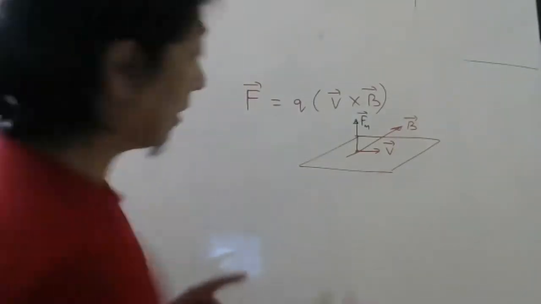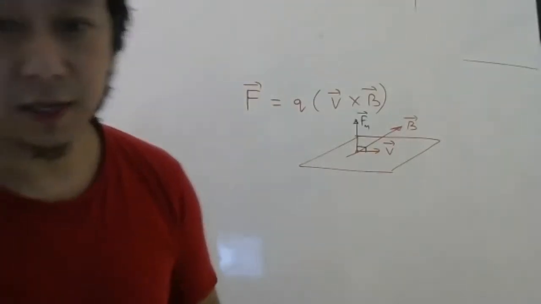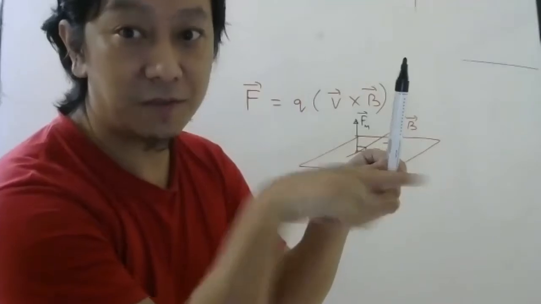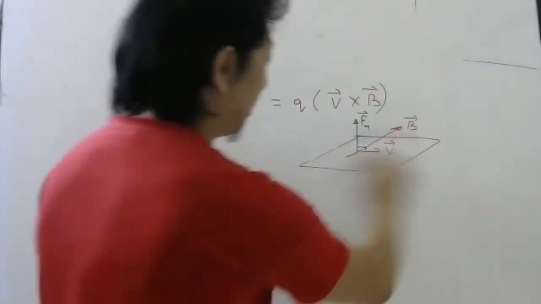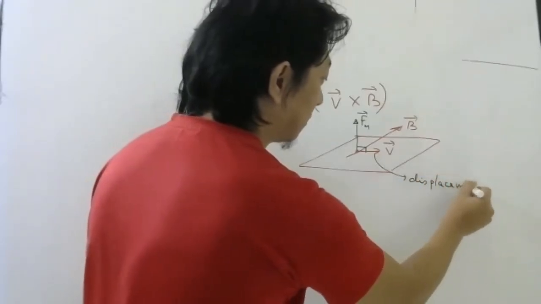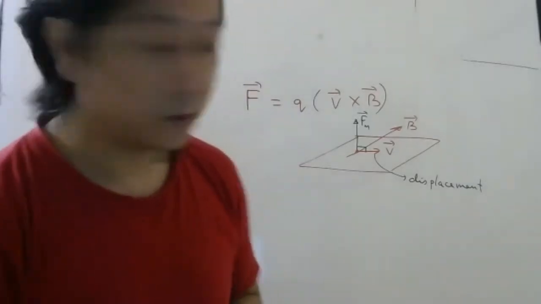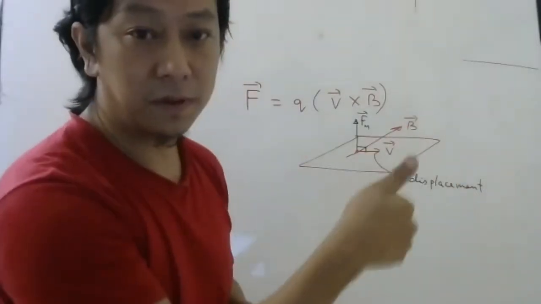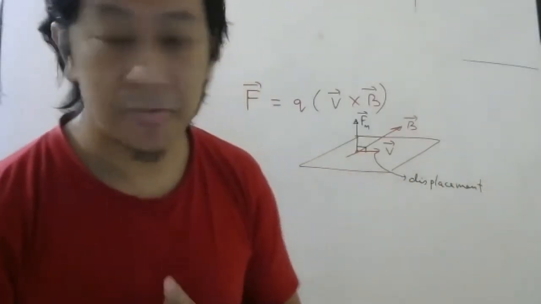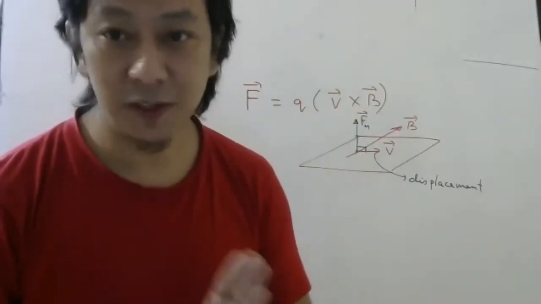Look carefully at the angle between magnetic force and velocity. Velocity is here, and if velocity is here, displacement will also be there. V cross B. And if displacement is here and force is here, the angle between them is 90 degrees.